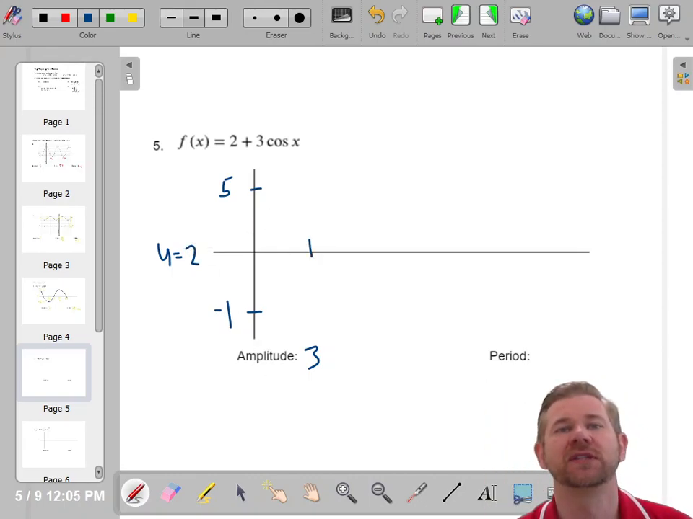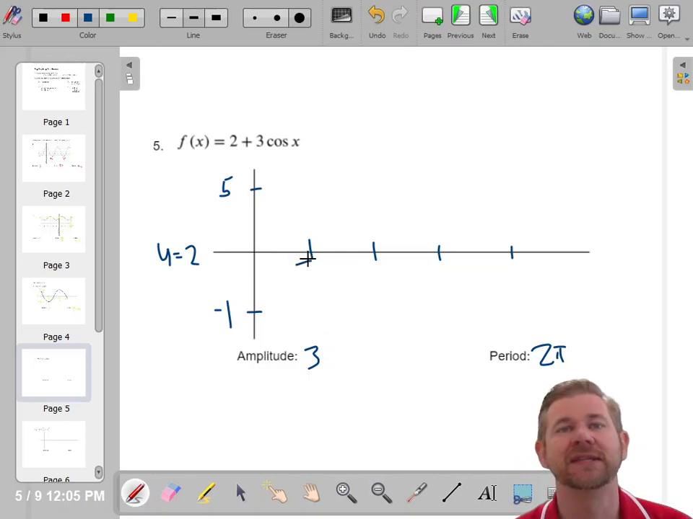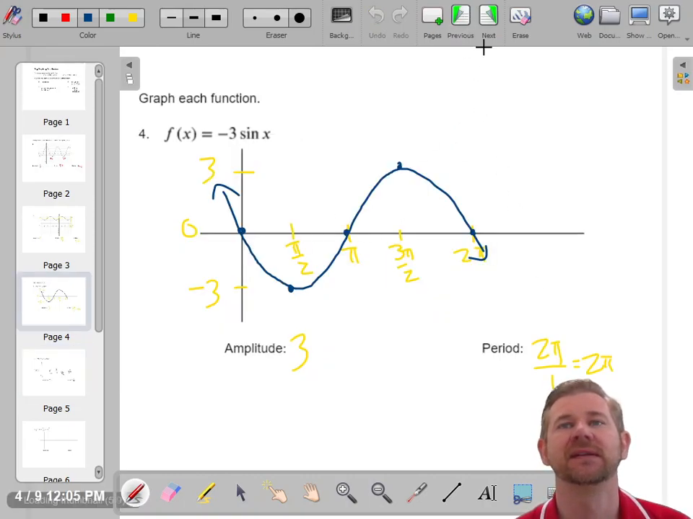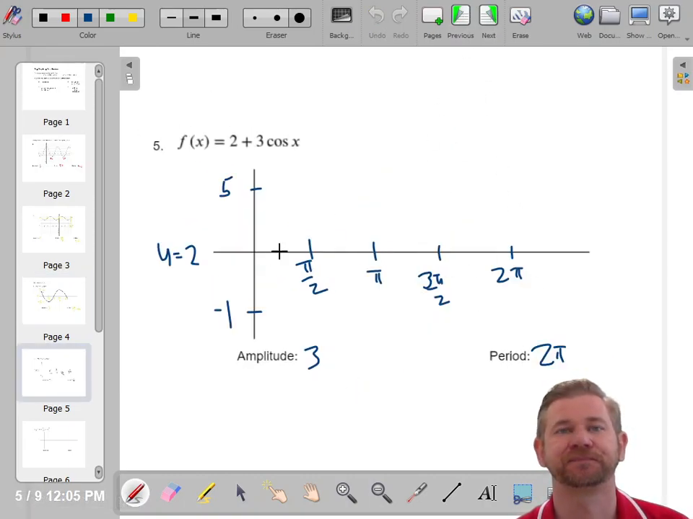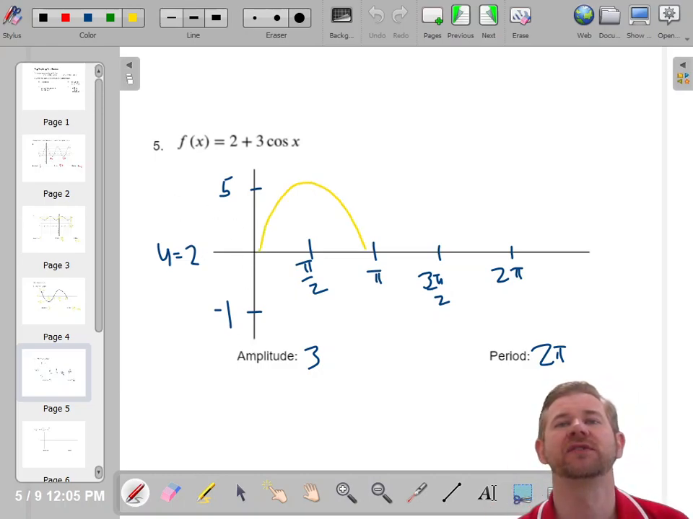Now I'm going to put my 4 tick marks on here, and again, since there's no b value, it's still 2 pi over 1, which is 2 pi. That means these don't change. Okay. There's no phase shift. It's the same 4 points every time if the period doesn't change. However, this is a cosine function, so instead of starting at the midline, cosine starts at the top and then hits the midline.